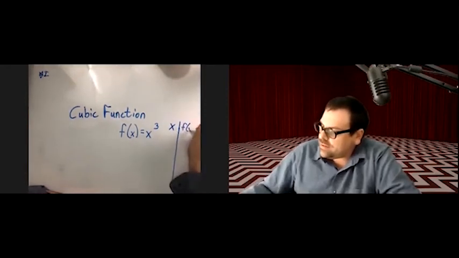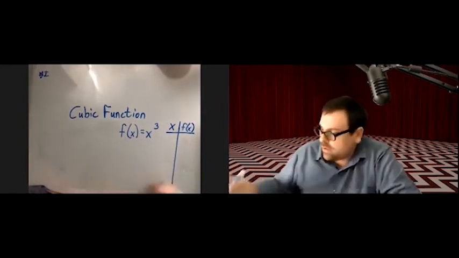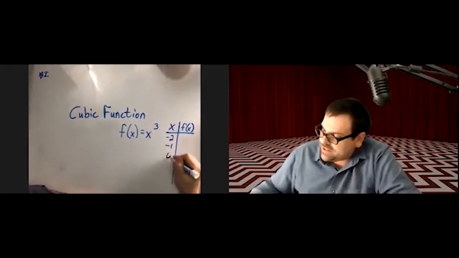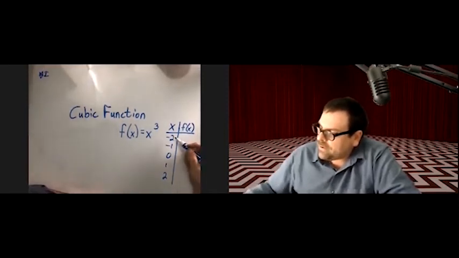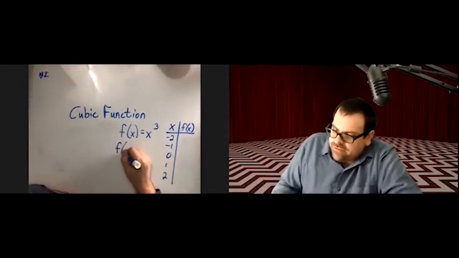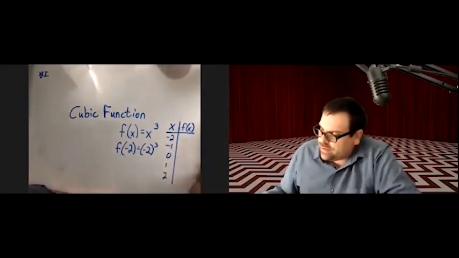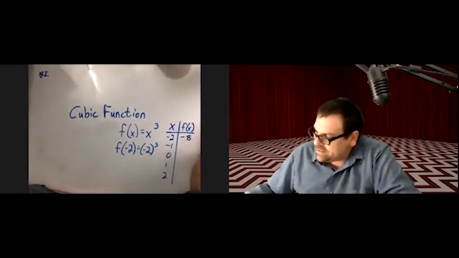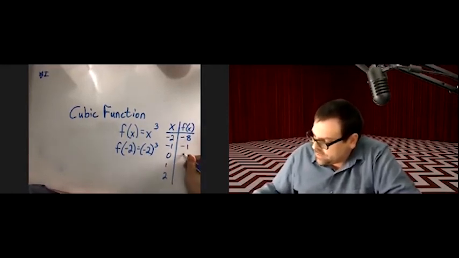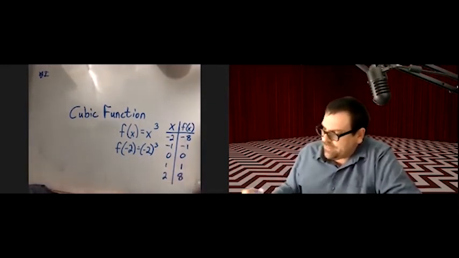X, f of x. I'll do some negatives, 0, and some positives. If I find f of negative 2 here, well, when we cube a negative, it stays negative. This is going to be negative 8. Negative 1 cubed would be negative 1. 0 cubed is 0. 1 cubed is 1. 2 cubed is 8.